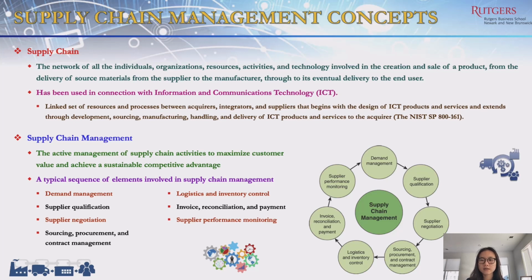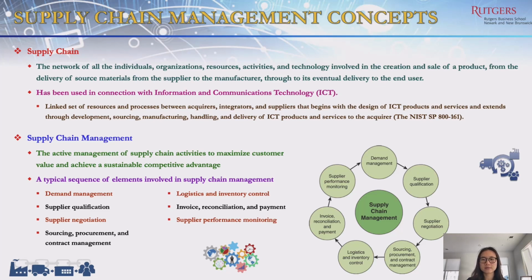The sixth element is invoice, reconciliation, and payment, which refers to the process of paying for goods and services. And the final element here is supplier performance monitoring. It includes the methods and techniques for collecting information to be used to measure or rank a supplier's performance on a continuous basis.